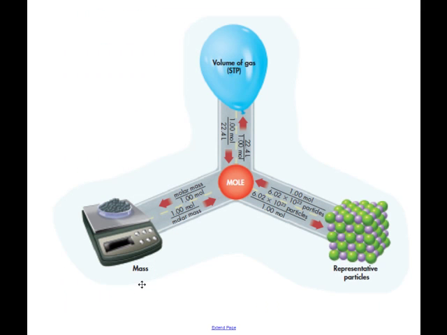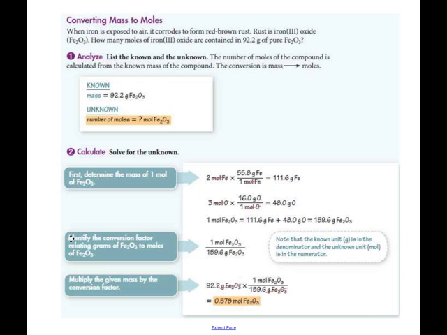Again, so that's if we're going from moles to mass, right? If we're trying to find the mass. We can also look at this if we were to go in reverse. If we were to go from mass to moles, we could do that as well. In this case, they give us iron 3 oxide, and they want to know how many moles of it there are in 92.2 grams. So again, we're going to need the molar mass. Anytime we're going between mass and moles, regardless of the direction, we're going to need the molar mass.